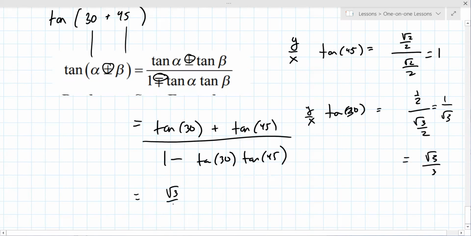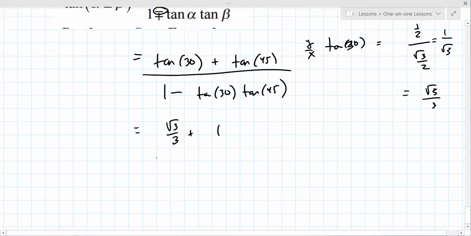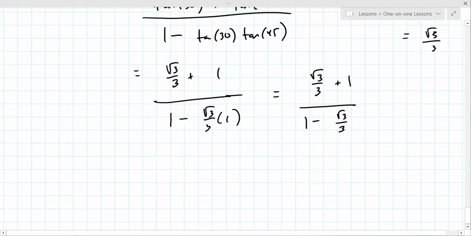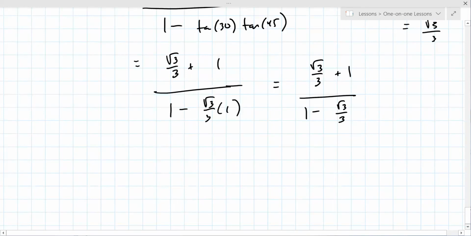So we got square root of 3 over 3 plus 1 over 1 minus square root of 3 over 3 times 1. So the current answer is square root of 3 over 3 plus 1 over 1 minus square root of 3 over 3. This is correct, but it's not simplified. And from here, there's a lot of algebra and manipulation, depending on your comfort level. We can go through it or not, but this would not be full credit. This would be like, I don't know, 7 out of 10 points, we'll say.